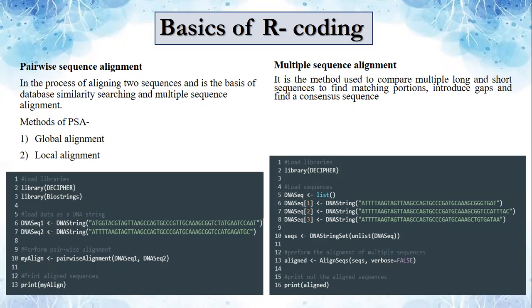Here in the two pictures which we can see on the slide, they tell us about the different codes for PSA and MSA respectively. First, we need to load the libraries, then we need to load the data string, and then we need to give a command for pairwise alignment or multiple sequence alignment accordingly. And then the last command is for printing the alignment.